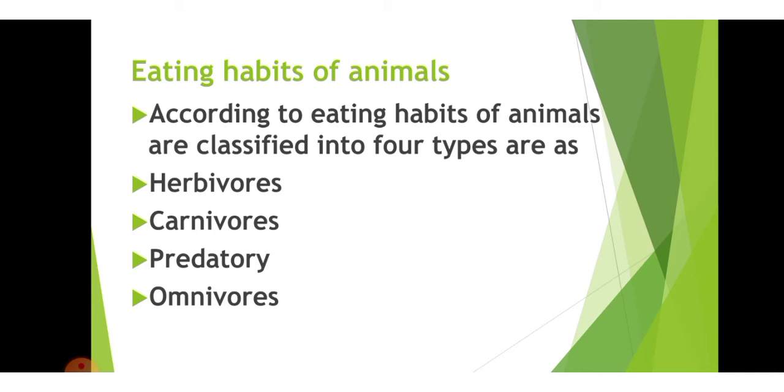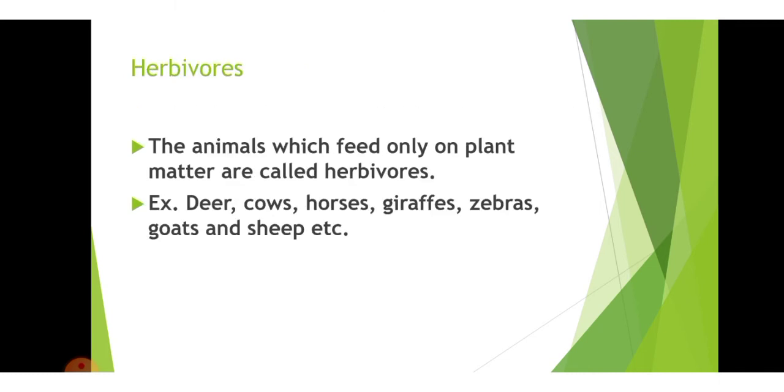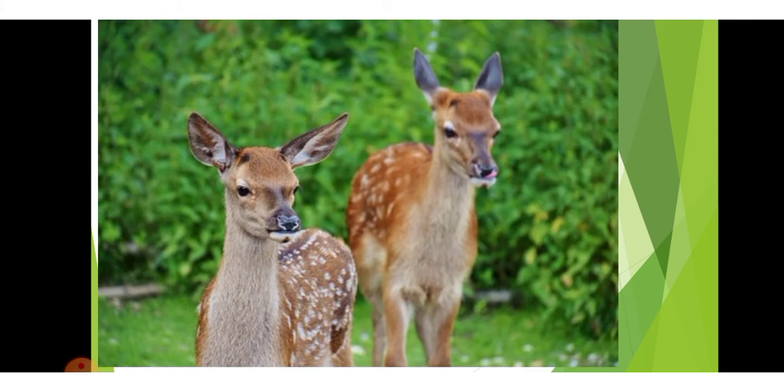Herbivores. As the name suggests, plants are divided into different types: herbs, shrubs, climbers, creepers, and trees. Here you can see the herbivores. Herbs are very tiny plants with very weak stems. Now, which animals are herbivores? Let us learn. The animals which feed only on plant matter are called herbivores. For example, deer, cow, horses, giraffes, zebras, goats, and sheep. Example: deer. You can see the pretty image of the deer.